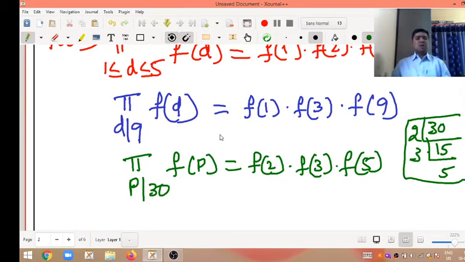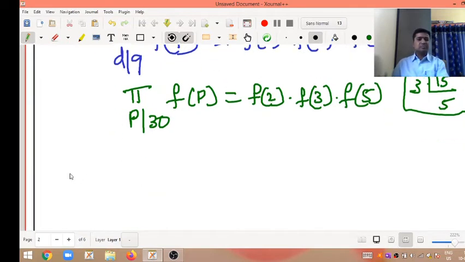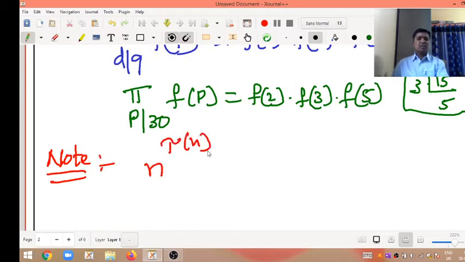Now this is about notation for the product and the sum, my dear friends. Now one more note we want to discuss, an important note. That is n to the power of tau of n divided by 2, which is equal to the product over d divides n of d.